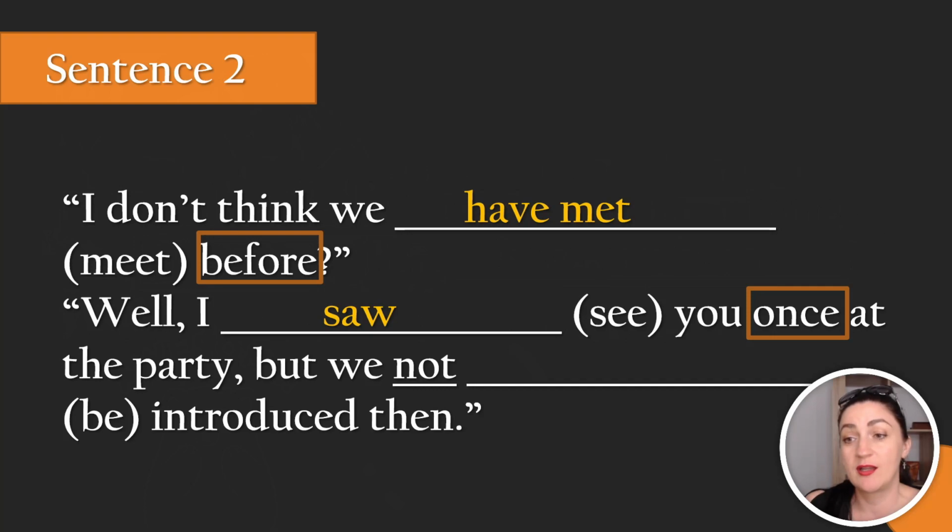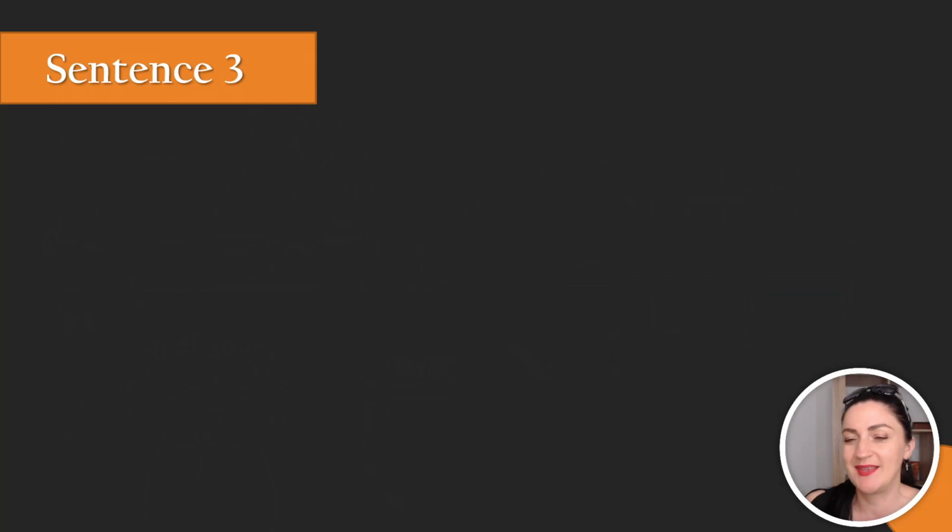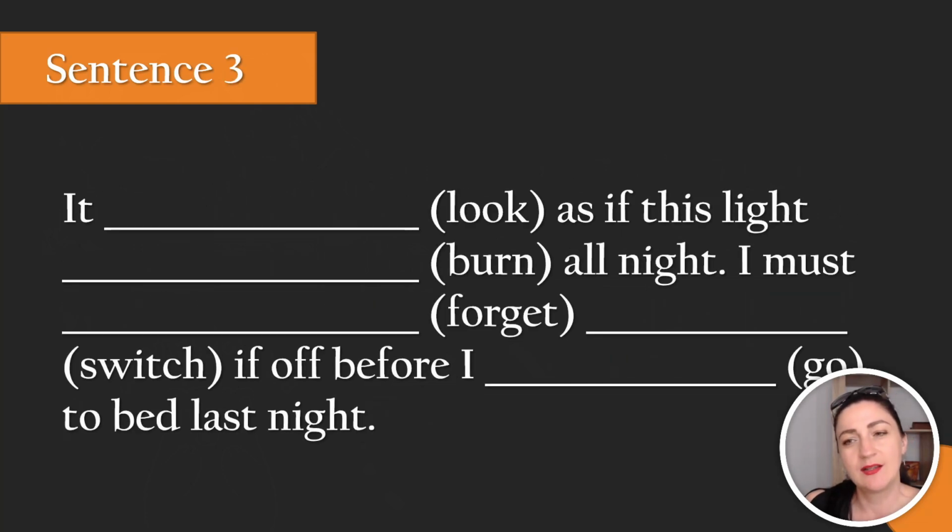And the word then at the end of the sentence refers back to that point in the past, once at the party, which means that again we need to use past simple. Weren't. I don't think we have met before. Well, I saw you once at the party, but we weren't introduced then. Excellent.